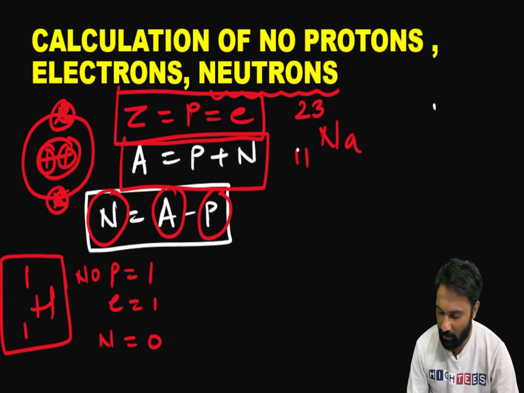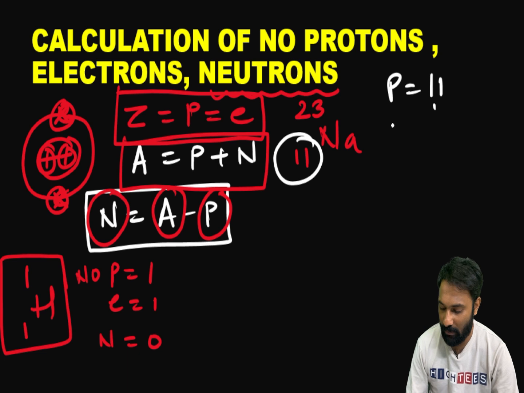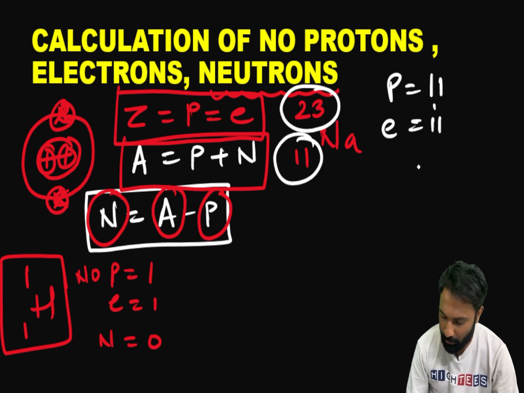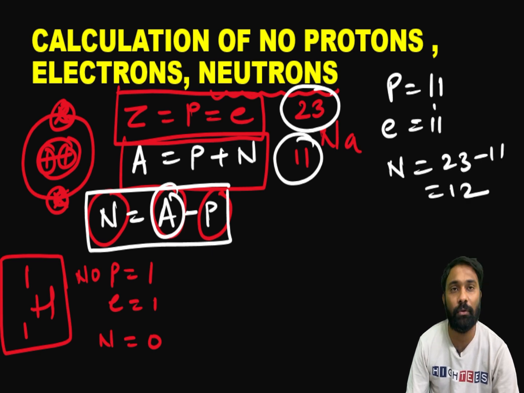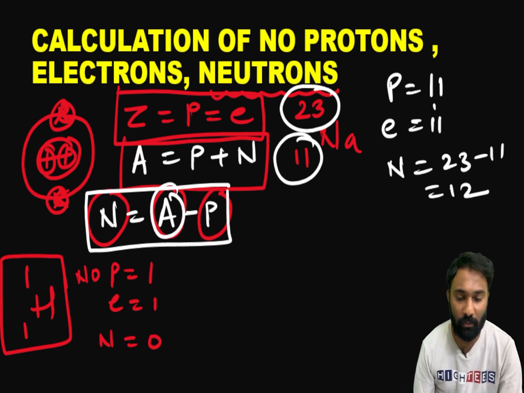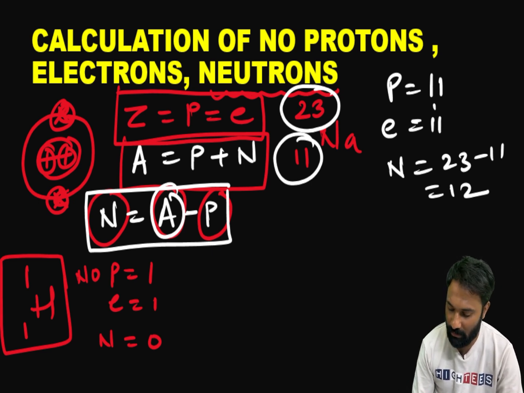If I ask, the atomic number is 11, right? So the protons will be 11 and electrons will be 11, the same. And if I ask how many neutrons are there, neutrons will be atomic mass minus protons, right? 23 minus 11 will give you 12 neutrons. Okay, done.